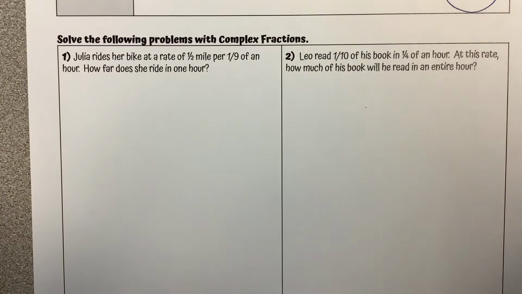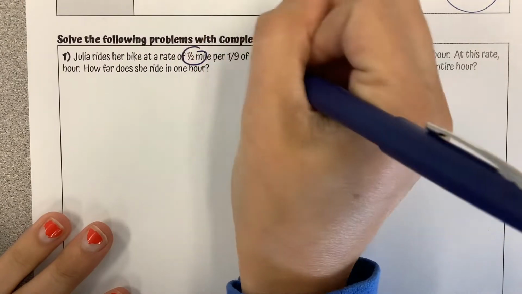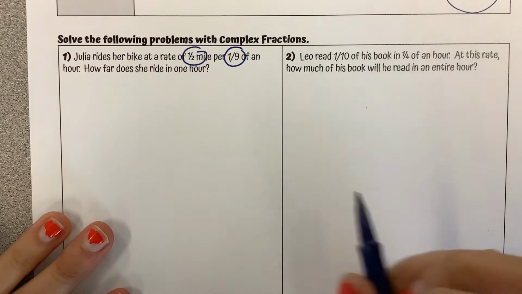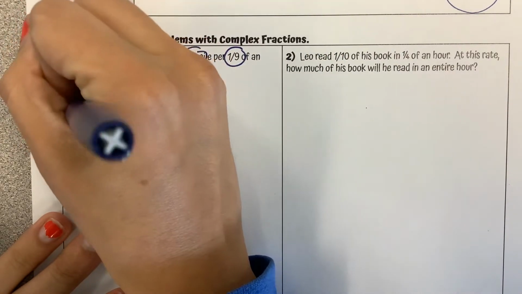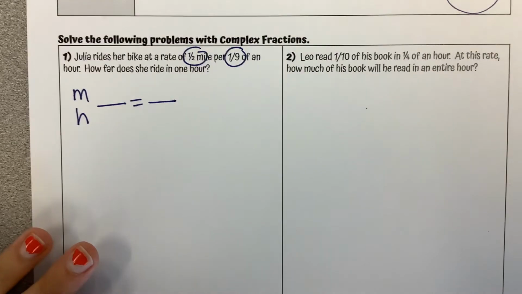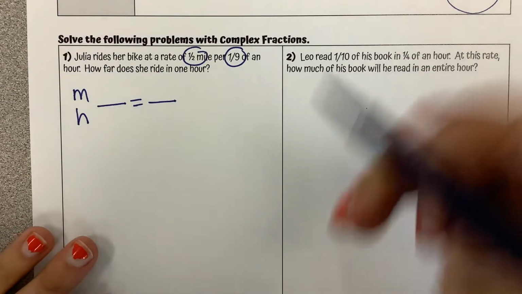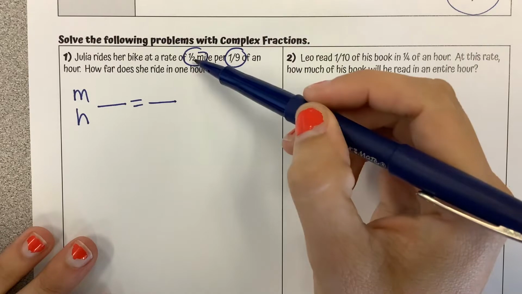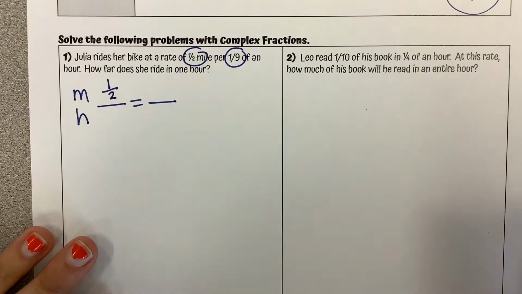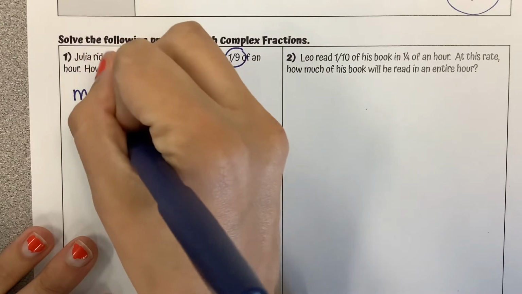Julia rides her bike at a rate of 1/2 mile per 1/9 of an hour. How far does she ride in 1 hour? So I'm looking at the numbers that are given to me. 1/2 mile per 1/9 of an hour. So the units we are comparing are miles and hours. So I'm setting up a blank proportion with miles and hours. Here we've got 1/2 of a mile per 1/9 of an hour.